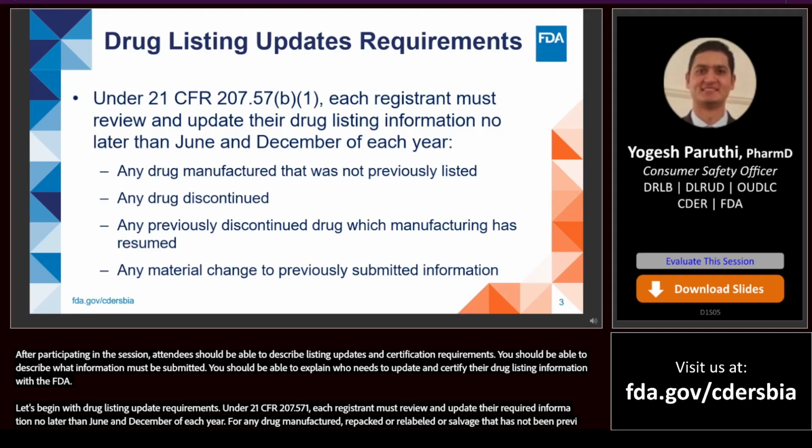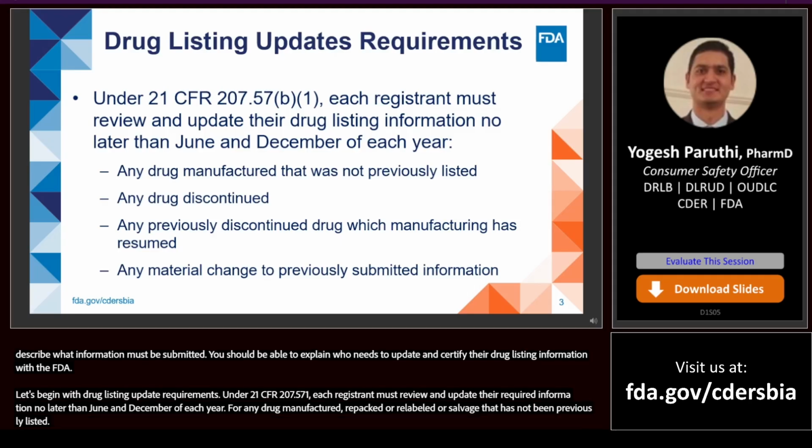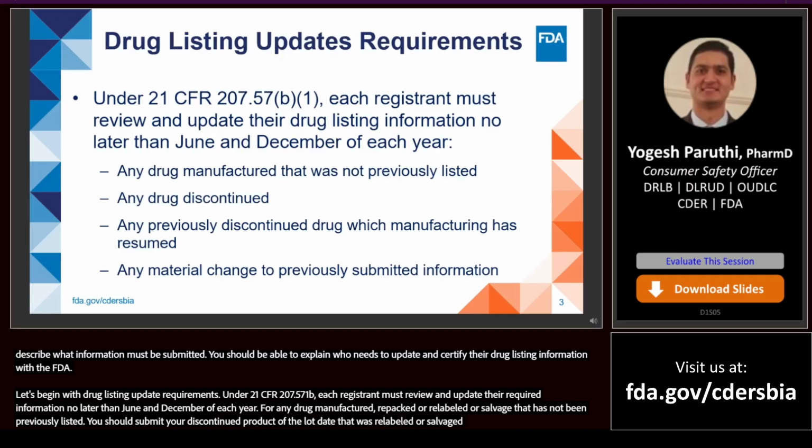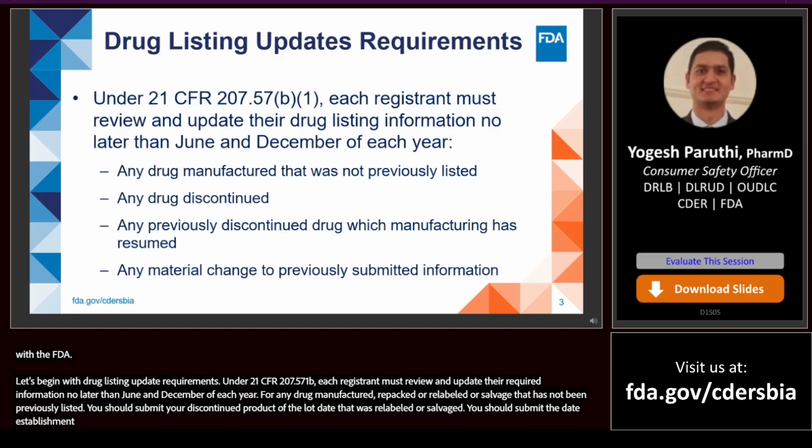You should submit the date you discontinued your product by providing the expiration date of the last lot that was manufactured, repacked, relabeled, or salvaged. You should submit the date an establishment resumed the manufacturing, repacking, or relabeling a drug that was previously discontinued. You should submit any material changes to any information that was previously submitted.